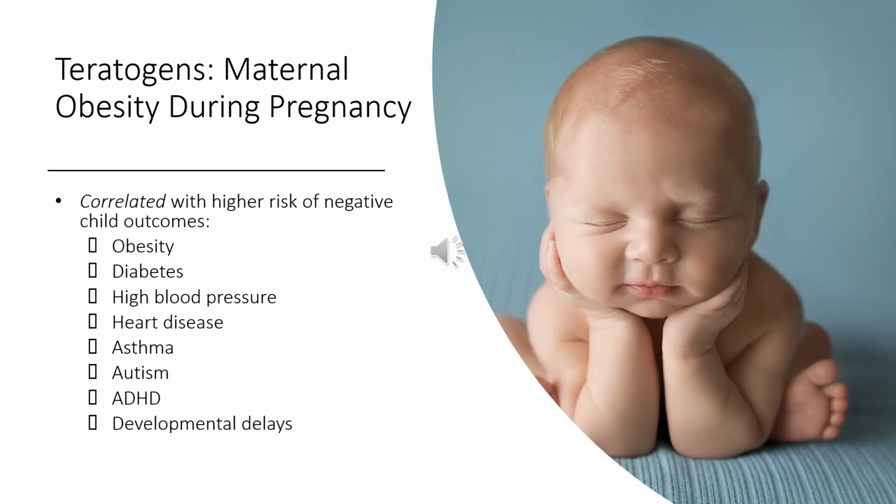So more attention is being paid to the negative effects of obesity on the developing baby. Obese mothers are more likely to give birth to babies with all of these types of health outcomes: obesity themselves, diabetes, high blood pressure, heart disease, asthma, autism, ADHD, and developmental delays. And it's been hard to figure out what's just about lifestyle. So if a female isn't eating as healthy in her life, and not exercising, this might be leading her to be more obese. And then those lifestyle factors lead her baby to not have as good health outcomes.